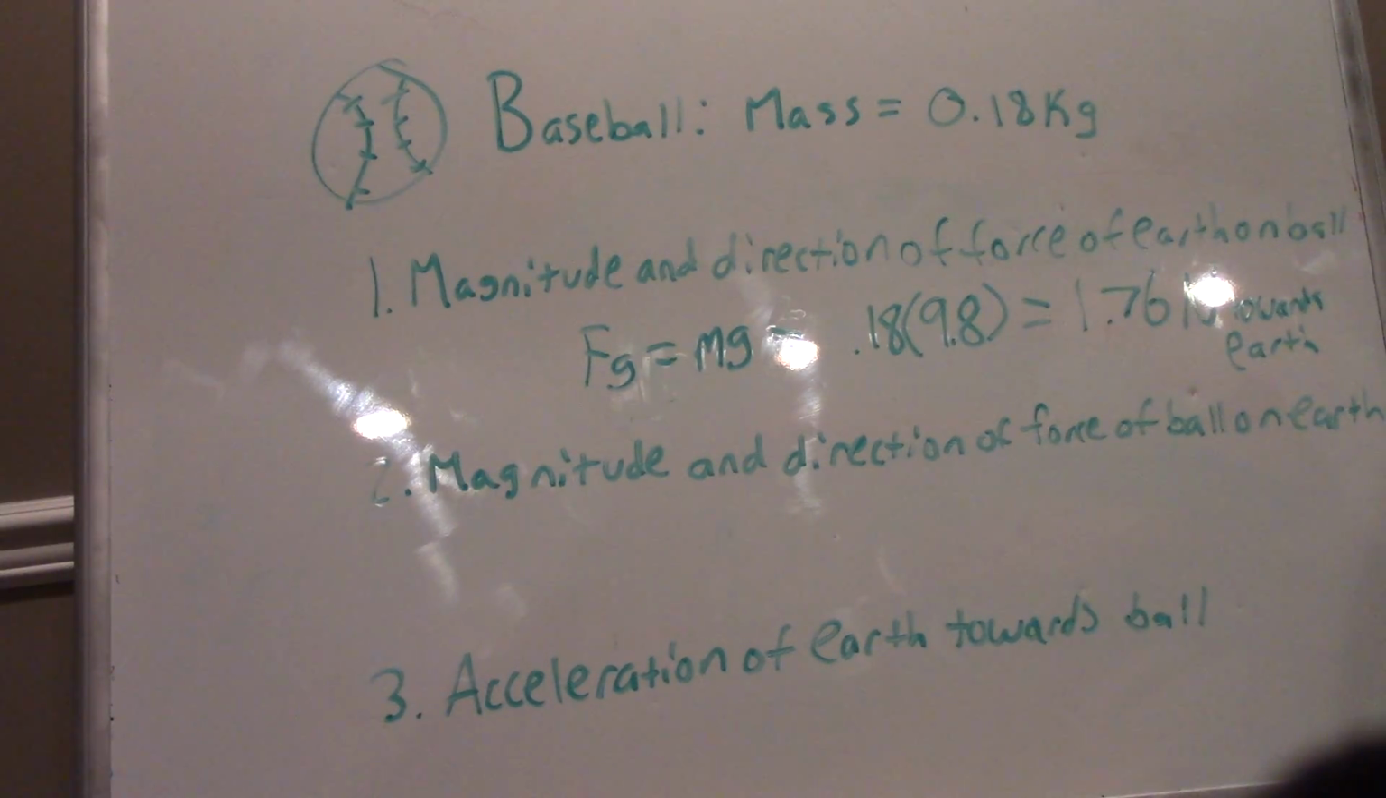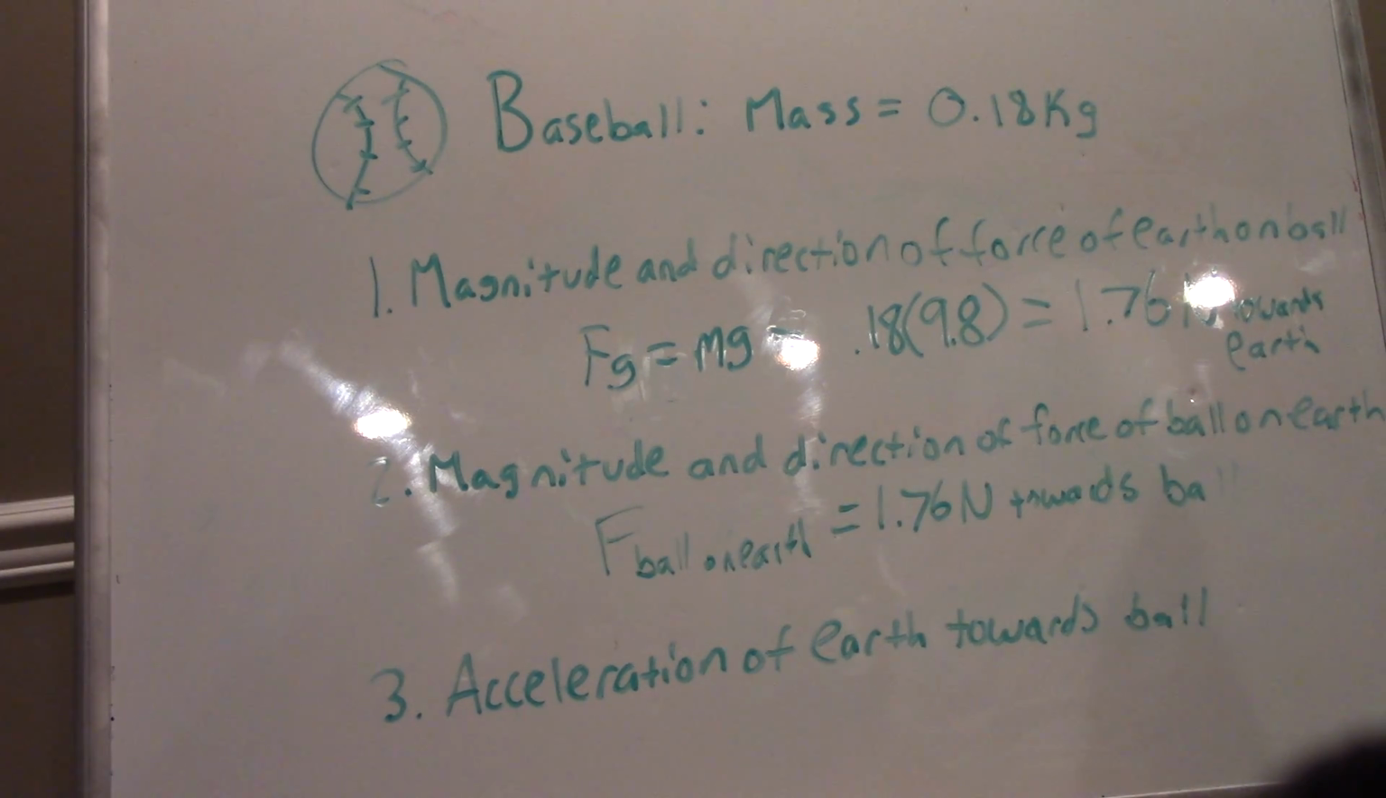Using Newton's third law, since we know that the force of the earth on the ball is equal and opposite to the force of the ball on earth, we can just simply say that the force of the ball on the earth is equal to 1.76 towards the ball, or negative 1.76 newtons.